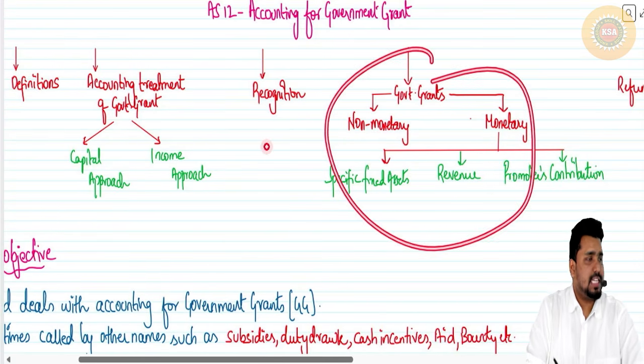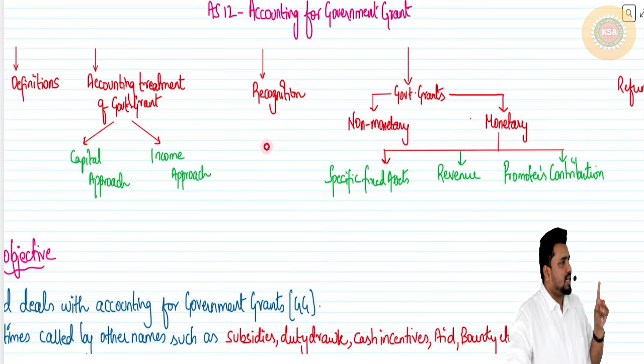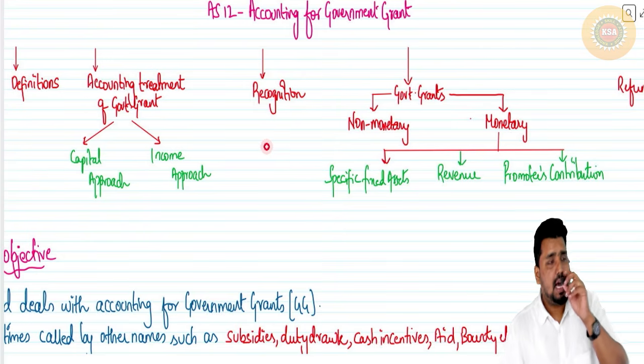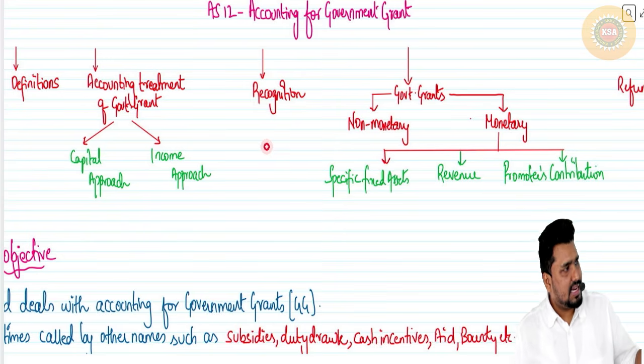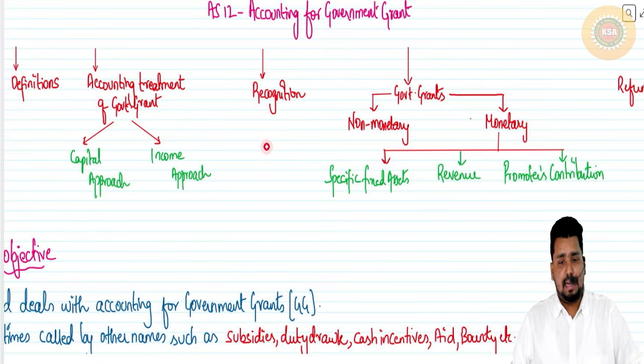Next, measurement. See, government grants are of two types. One is monetary government grants, the other one is non-monetary government grants. Monetary means they will give it in cash. Non-monetary means other than cash, in the form of land or any similar resources which benefit the company. Whenever I say enterprise, it can be a company, or any enterprise, any entity. Clear or not clear?